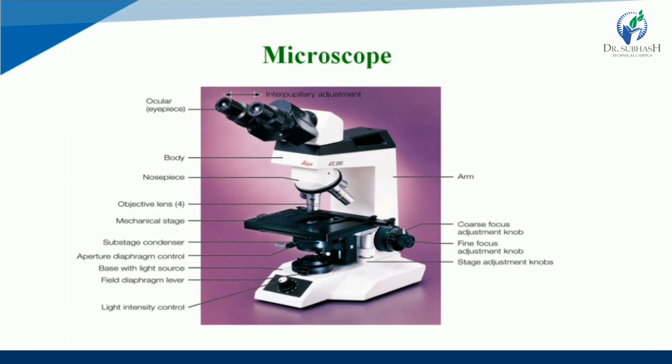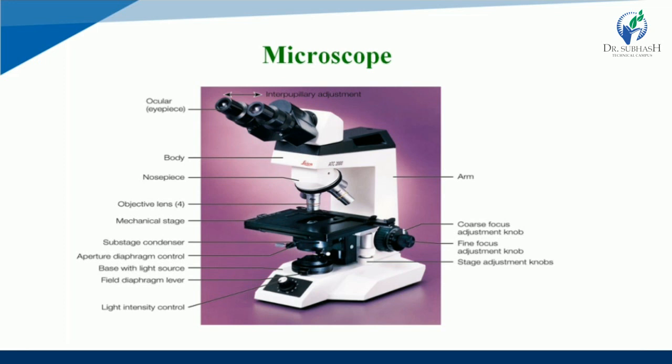What is the role of mirror in microscope? Mirror is fixed below the stage and is used to regulate the light to illuminate the object through the hole on the stage. So what is the role of mirror? It is fixed below the mechanical stage, and it is used to regulate the light to illuminate the object through the hole on the stage. So for light adjustment purpose, mirror is useful.